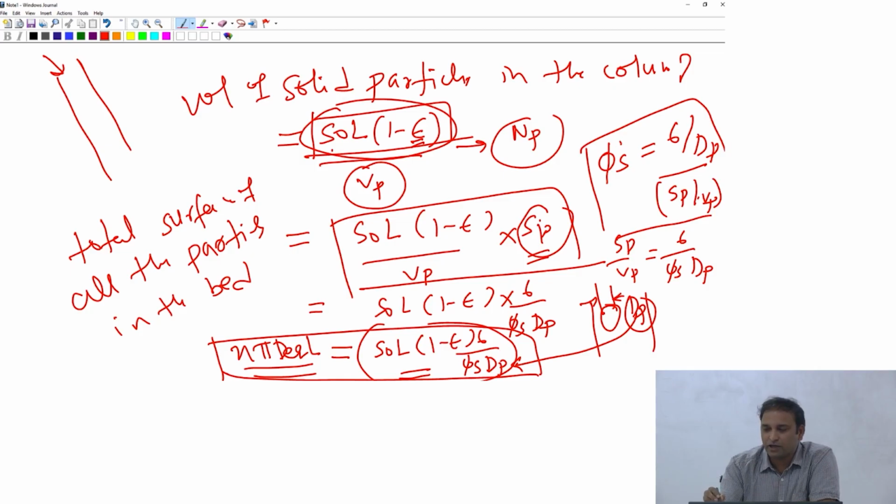The fact that I'm using the sphericity concept means it need not be for a spherical particle. It could be any particle, as long as the dimension of the particle is dp. For a spherical particle, Sp by Vp, which is 6 by phi s into dp, is just 6 by dp. However, if you're working with a particle of any other shape, you would have to include this prefactor, which is sphericity.